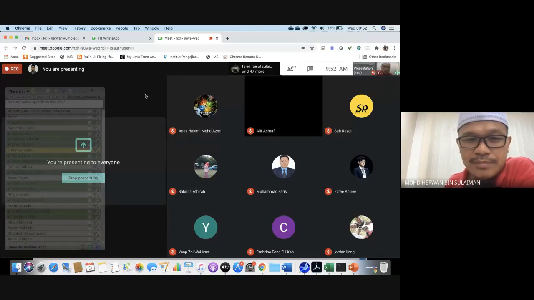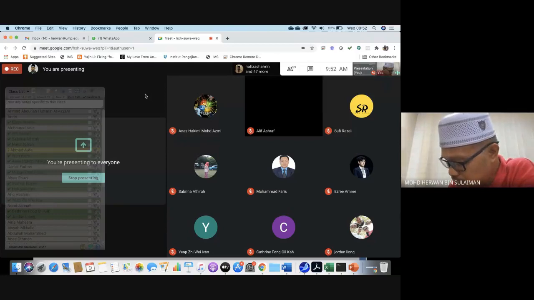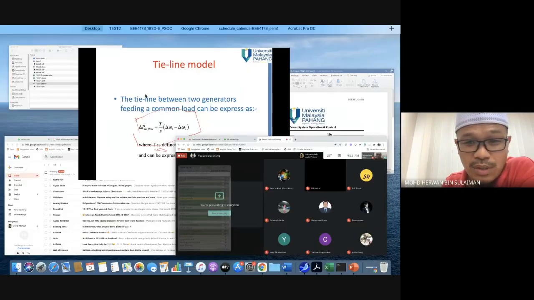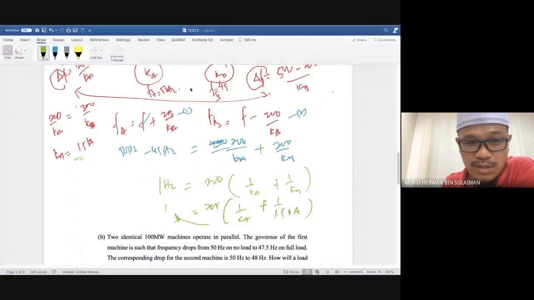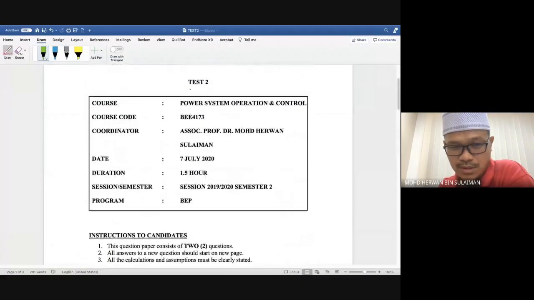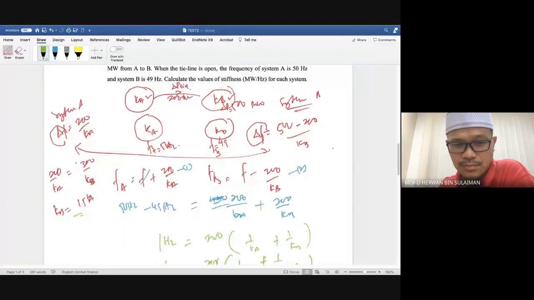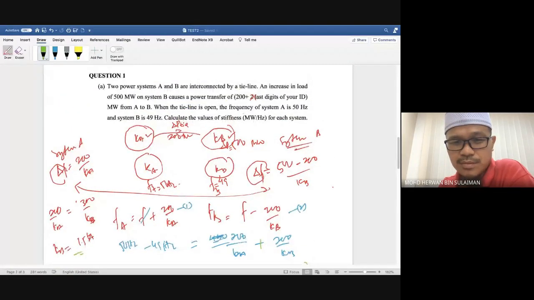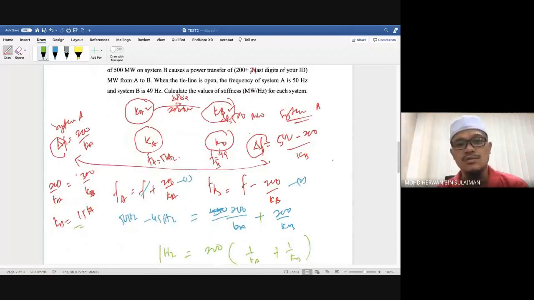So if it is online, what I can do is similar to your test. This is an example question, an example from last time. I think this one is Test 2. So I have to set the questions so that you get a different answer from Test 1.